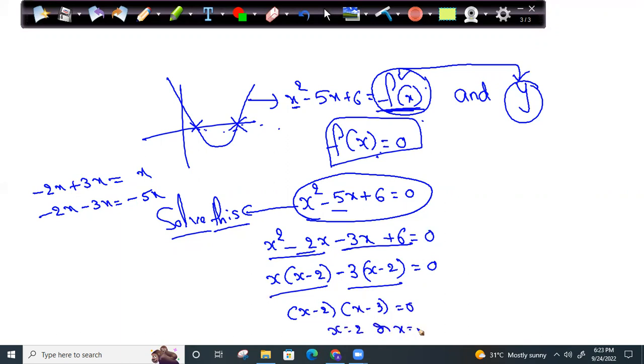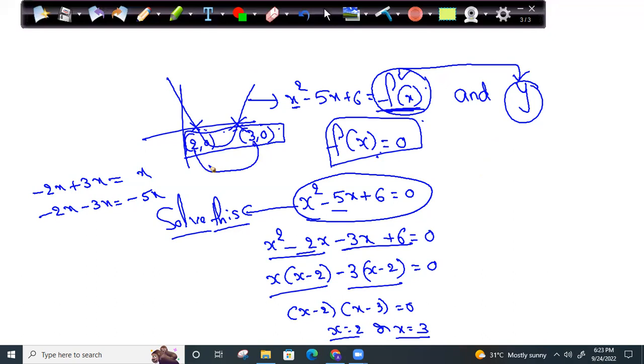So what Jayesh explained just now is splitting the middle terms. So x is equal to 2 or x is equal to 3. These are the points Jayesh told me just now, 2 comma 0 or 3 comma 0. These are called x-intercepts, because at 2 and 3 the graph is intersecting the x-axis.